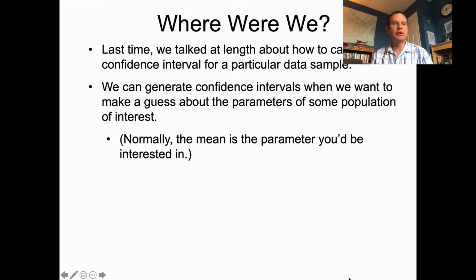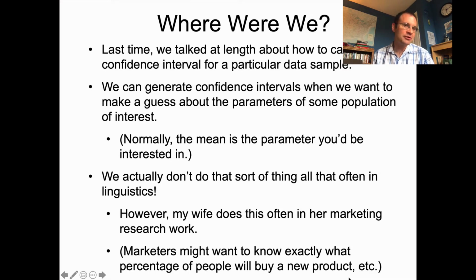So normally when we generate confidence intervals, we want to make a guess about the parameters of some population of interest. And normally we talk about this with respect to the mean. The mean is the parameter you'd be interested in, whatever you happen to be working on. So we actually don't do that sort of thing all that often in linguistics. I may have mentioned this before, but we don't usually care about, say, a specific VOT value. Sometimes we might, sometimes we don't.